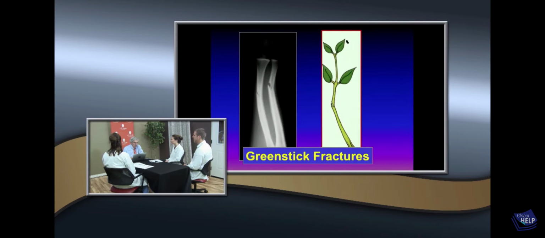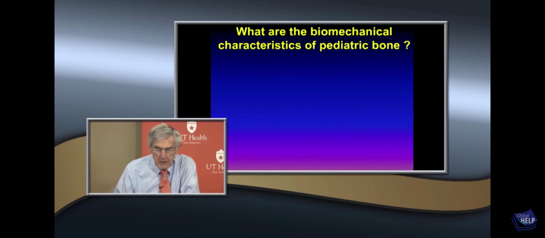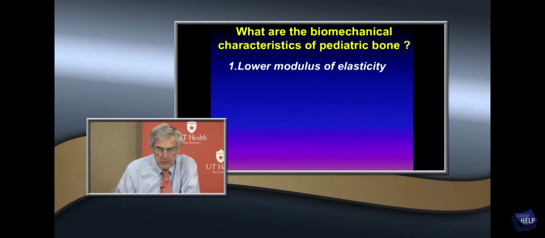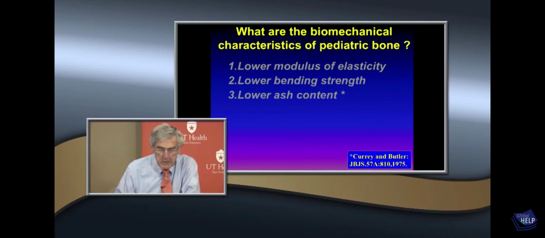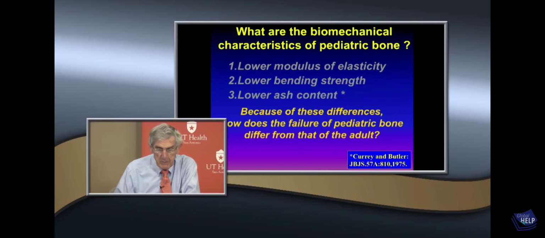Now, the greenstick fractures, the biomechanical characteristics of pediatric bone: it has a lower modulus of elasticity, has a lower bending strength, it's easier to bend it. It has lower ash content, doesn't have as much mineral content. And this is a study a long time ago by Currey and Butler. Because of these differences, the failure of pediatric bone differs from that in adults.